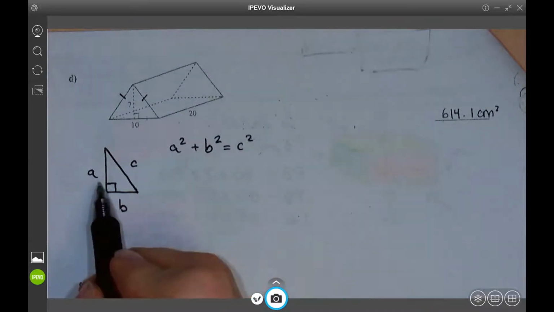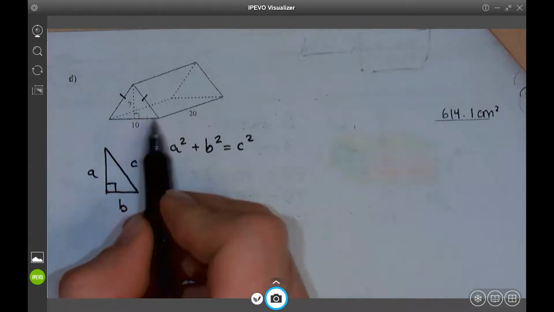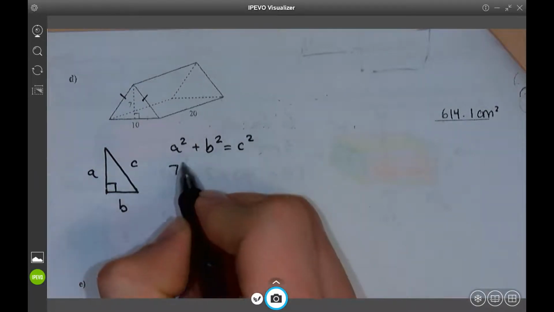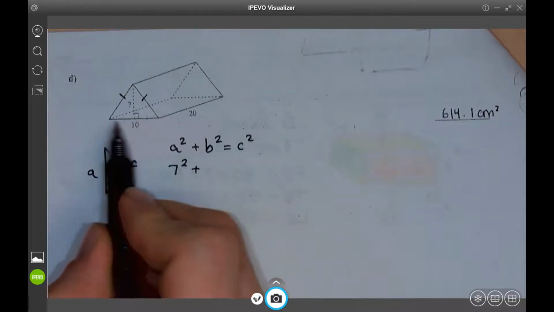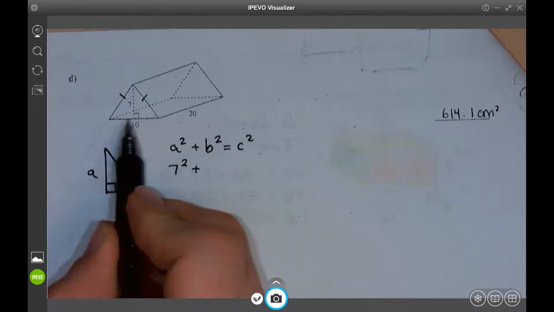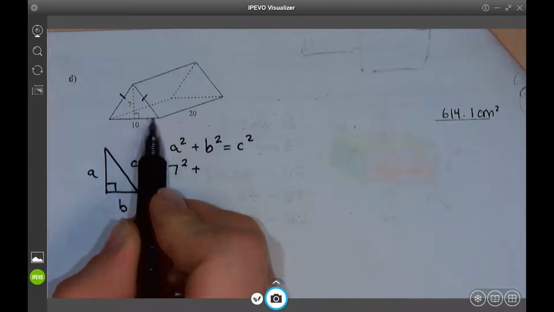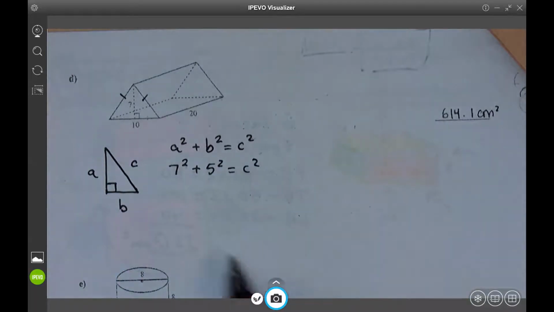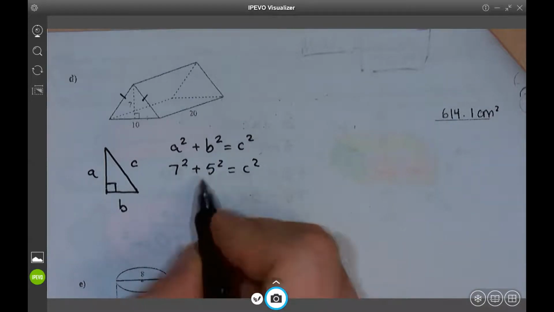Do we know on this little triangle here, the a, side a? Yeah, we do, 7. 7 squared. Do we know this down here? Well, the whole thing is 10, and so half of it is going to be 5. So we'll use this information to calculate c.